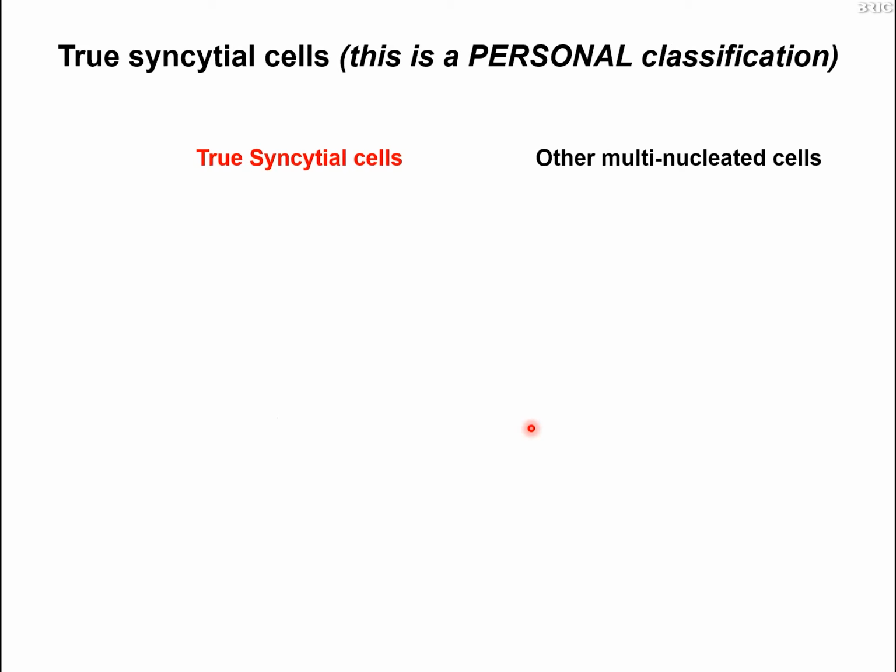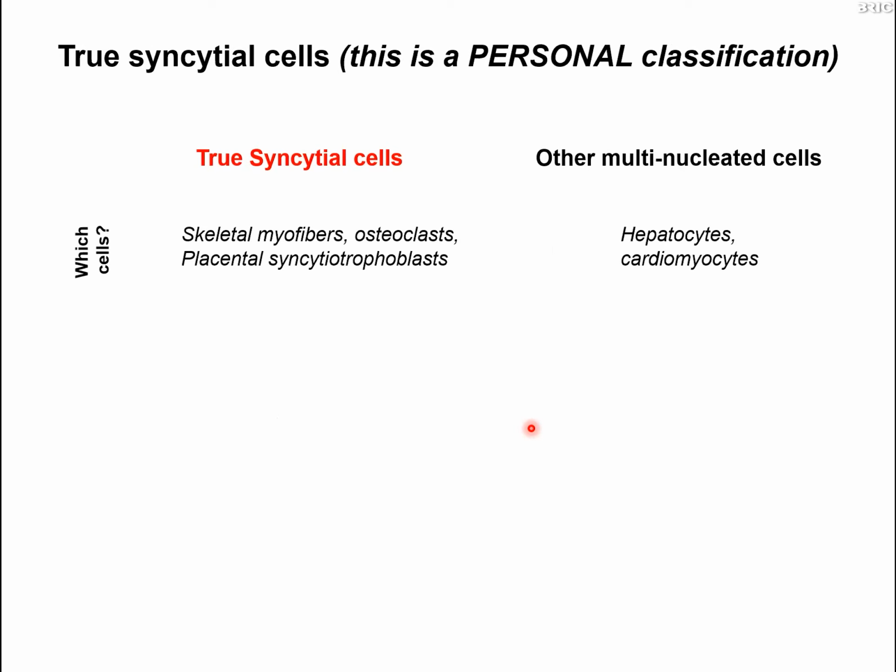So in our body, there are basically 3 types of natural true syncytial cells, which are skeletal muscle cells, osteoclast cells, which remodel our bone, and some types of placenta syncytial trophoblast cells, which support embryogenesis. Other types of multinuclear cells, but not true syncytial cells, are, for example, liver hepatocytes or heart cardiomyocytes.